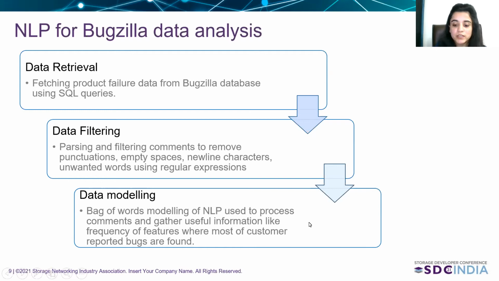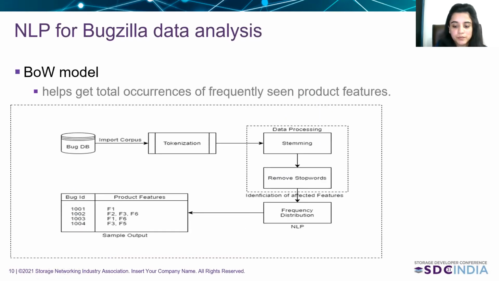Praveen, can you go to the next slide? As I mentioned, first we fetched the bug comment data from the DB, which is the corpus, and then we applied tokenization over it. Tokenization divides the strings or paragraphs of the comments into a list of words, which is actually called the bag of words here.